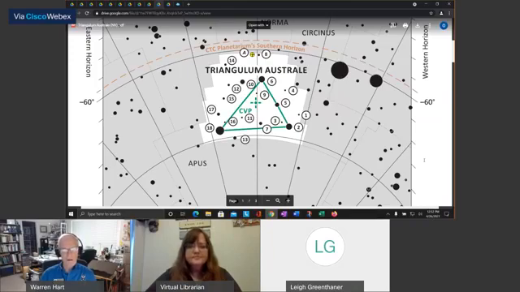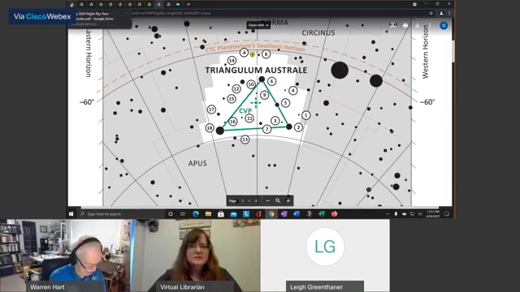In other words, you're not going to see it naked eye if you are close to a city or anywhere where there is additional light. And if the moon is up, forget it, you're not going to see it. You have to be on a completely dark night with nothing else, what we would call night sky pollution. So that's Triangulum Australe.